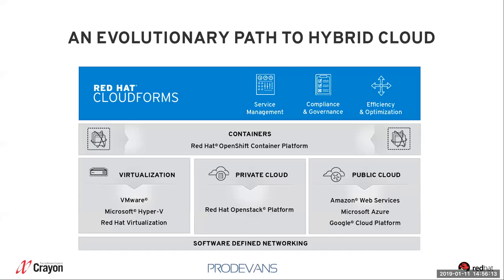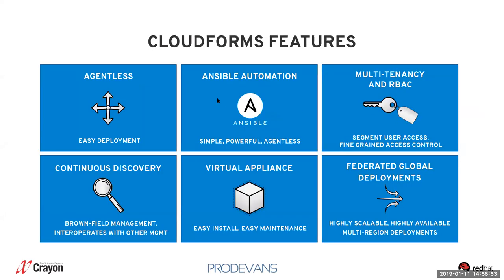So definitely CloudForms has some features. This is the evolutionary path for CloudForms, where CloudForms exists. Here you can see the software-defined network. On top of that, virtualization is installed, or you can install your private cloud, that is OpenStack, or you can have the public cloud. On top of that, you can manage those things using containers. To manage all this infrastructure, you need CloudForms. CloudForms has self-service management, compliance and governance, and efficiency and optimization. So these are the features of CloudForms.